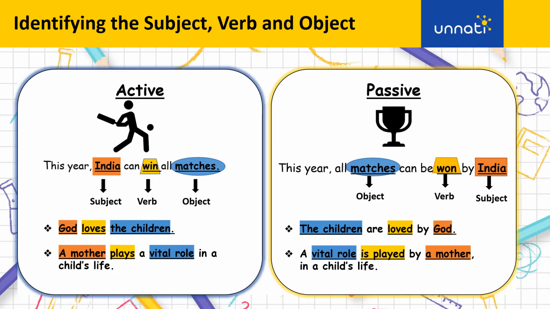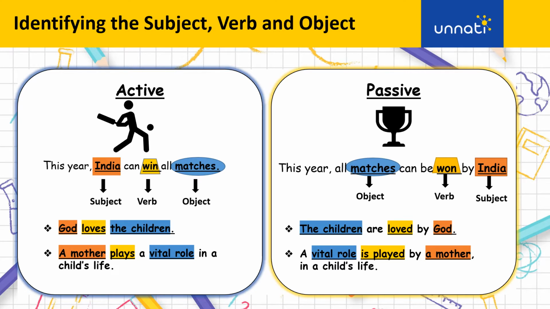So, in the sentence, India can win all matches. India is performing the action. So, the doer of the sentence or the subject is India. Win is the verb because that is the action that is performed in the sentence. Now, what is India going to win? Matches. So, matches is the object, because that is what the action is being performed on. So India is the subject, win is the verb, matches is the object.